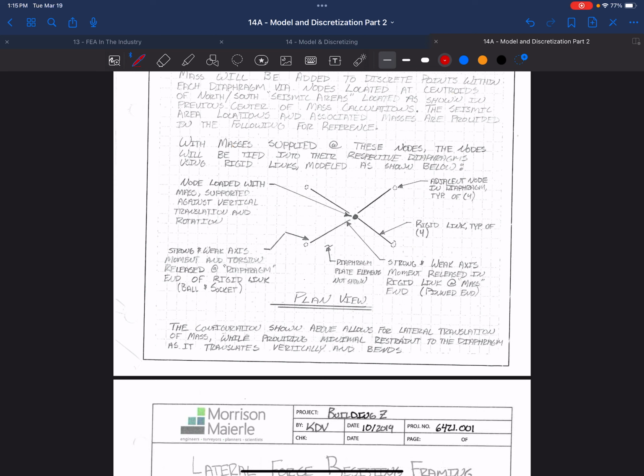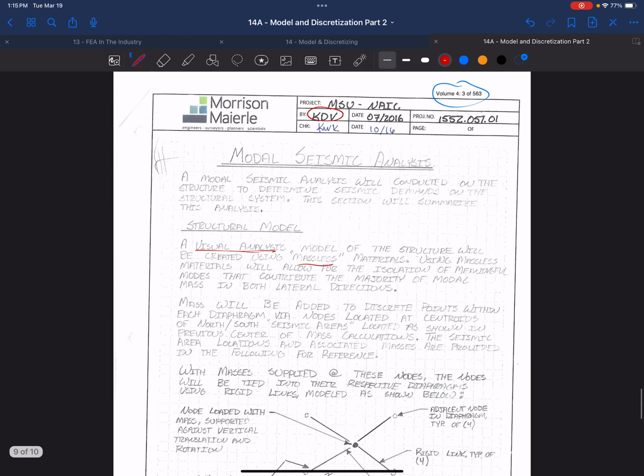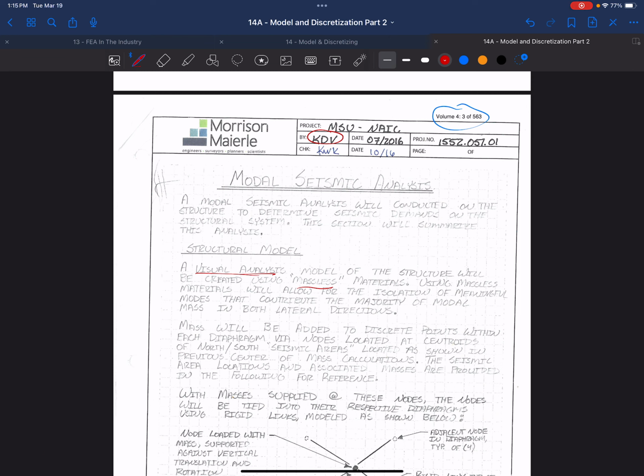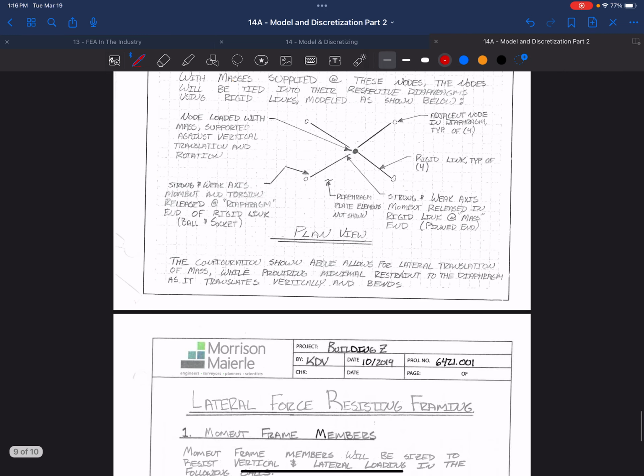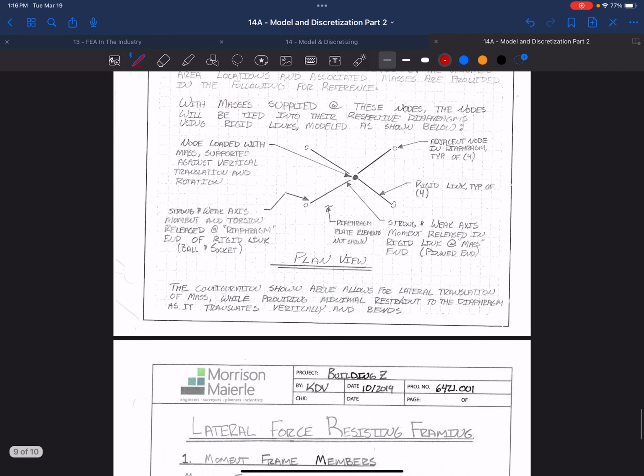And so then based on the deflected shape of those mode shapes, you'll get dominating modes such as the building deflecting, say, in one direction, or translating in another direction, or maybe it rotates, right? And then you have combinations of all the other modes too. And so you can see how he describes his member connections, right? The node loaded with the mass is sitting out here in the middle. And then he provided these rigid links.